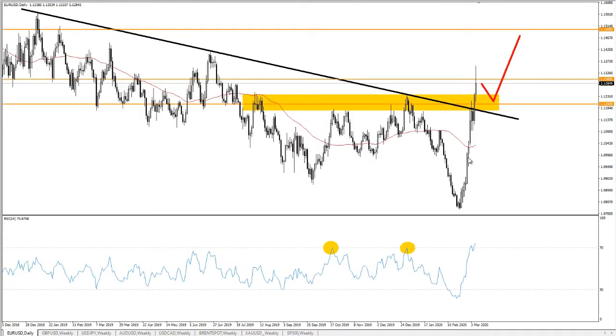So this was the rapid move that we've seen over the last week and a half in the euro. And as a quick reminder, the Fed engaged in an emergency rate cut of 50 basis points, so 0.5%. So that's a big downward pressure on the US dollar.